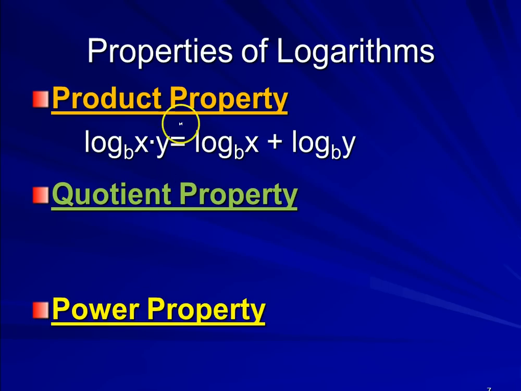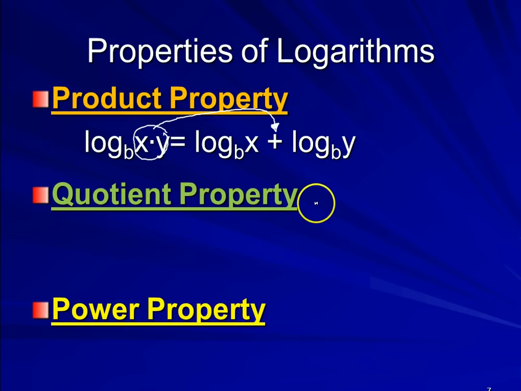Log base b of x times y. I'm going to be expanding today. So I'm going to be taking this x and this y and expanding them apart. Since this is multiplication, when I expand this, it's going to turn into addition, just like we did on the last slide. Product was actually addition. So when I expand this, it becomes log base b of x plus log base b of y.